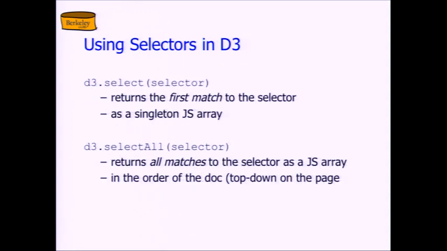In D3, you have two choices of how to use these selectors. You can say d3.select and then give it one of those selectors, and that'll return you the first match. So if you want the first paragraph, you'd say d3.select, quote, p, and you'd get the first paragraph. And it'll come back as an array, but it'll only have one item in it, a singleton, which is that first paragraph. If you want to get all of them, you say selectAll, and that'll give you an array with the ordered list of them as they appear in the document, top down.